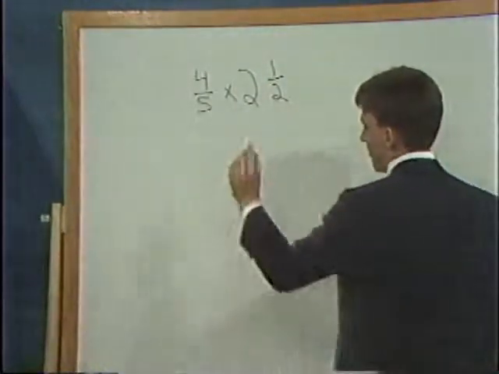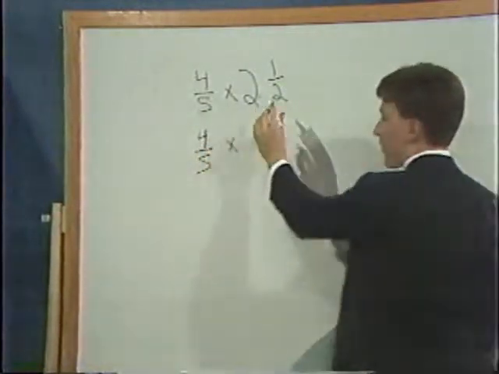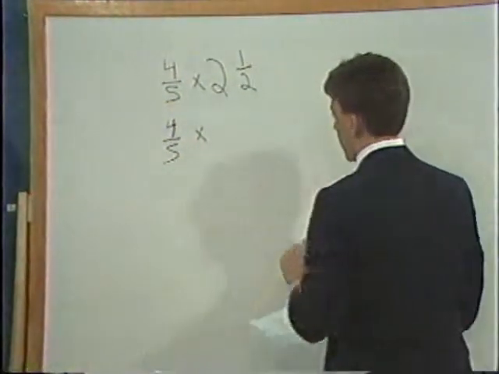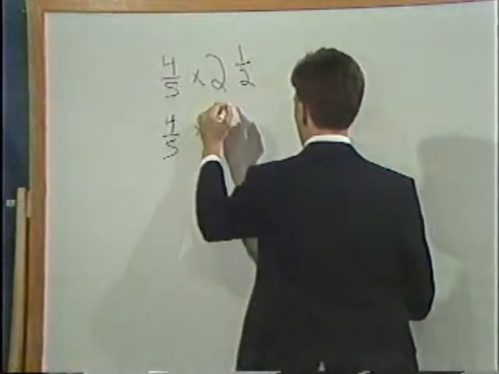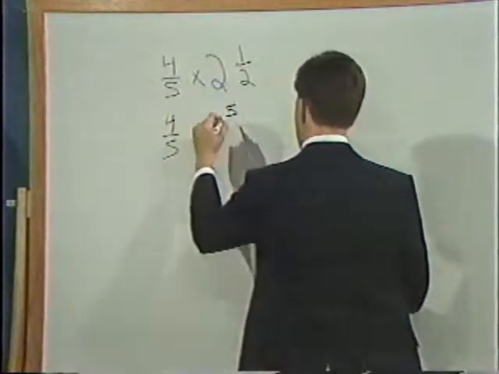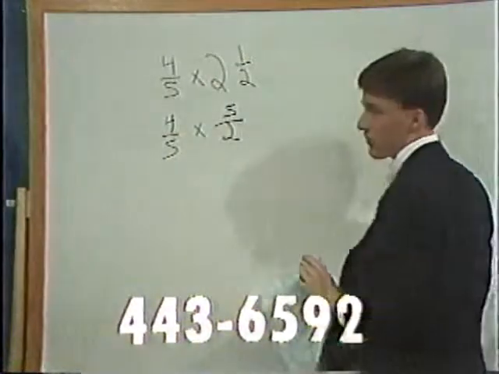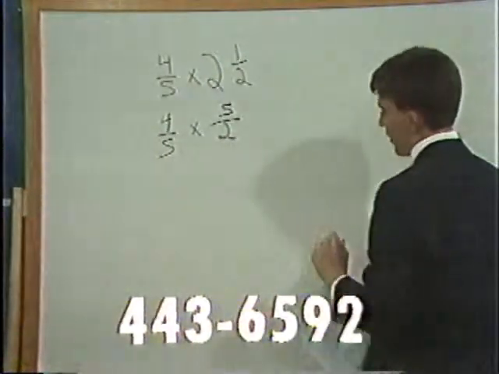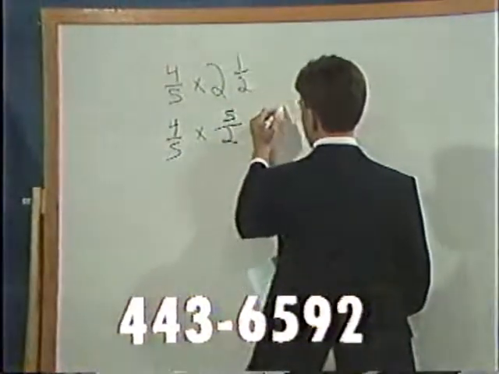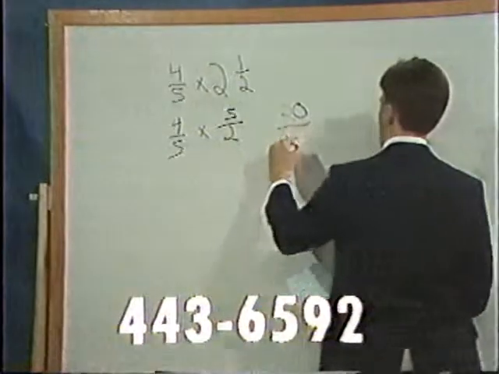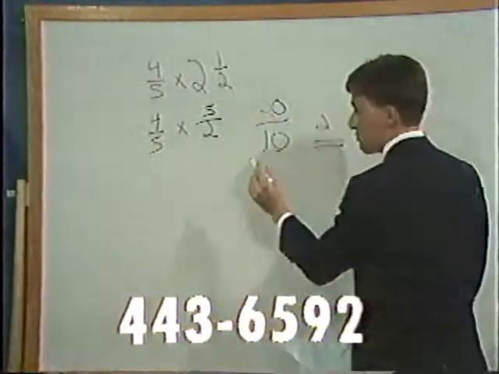Okay, Tina, in this problem, you once again need to convert your 2.5 to a simpler term, which will be 5/2. So 2 times 2 is 4, plus your numerator 1, is 5 over 2. And so it would be 4/5 times 5/2, which reduces to 20/10, and 20 divided by 10 is 2. So your answer would be 2 for that problem.